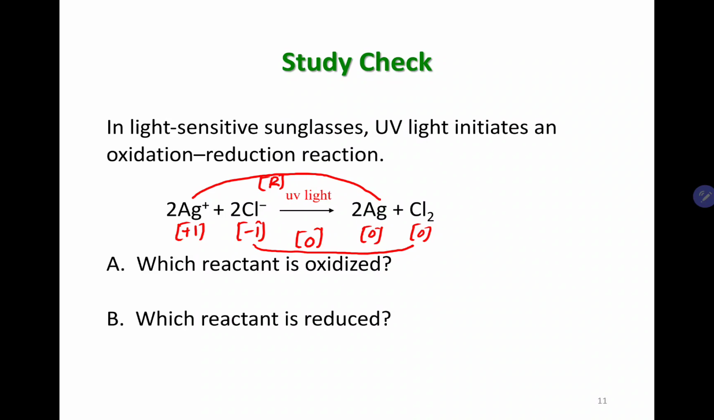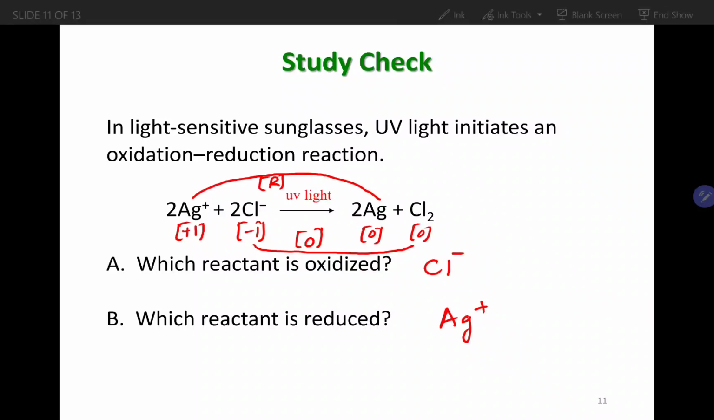Which is oxidized? Of course, which one has an increasing oxidation number? Chloride. So chloride has been oxidized. Which is reduced? Ag plus. Why? Because the oxidation number of silver ion is decreased. So that is reduction.